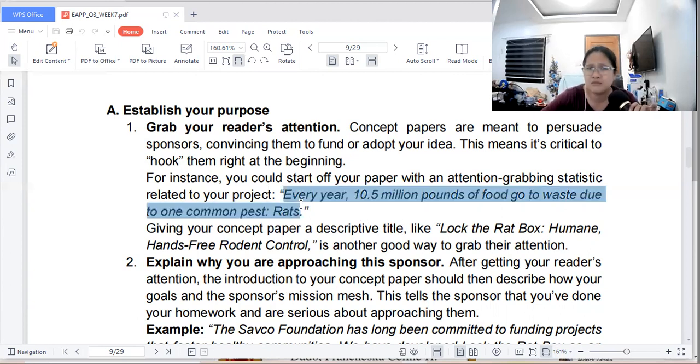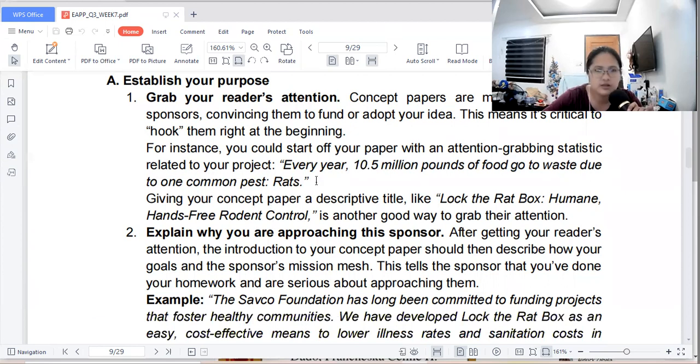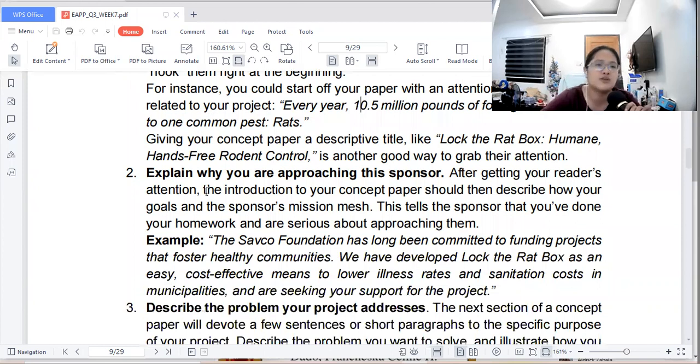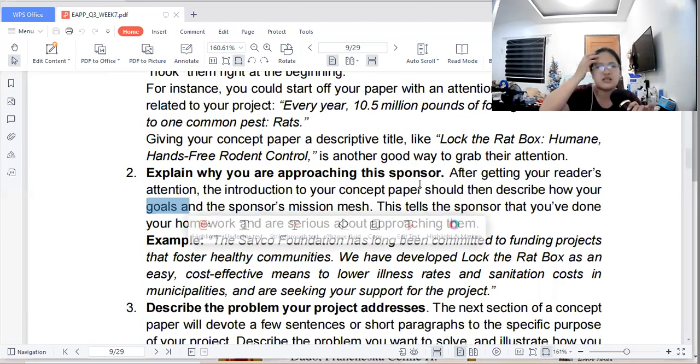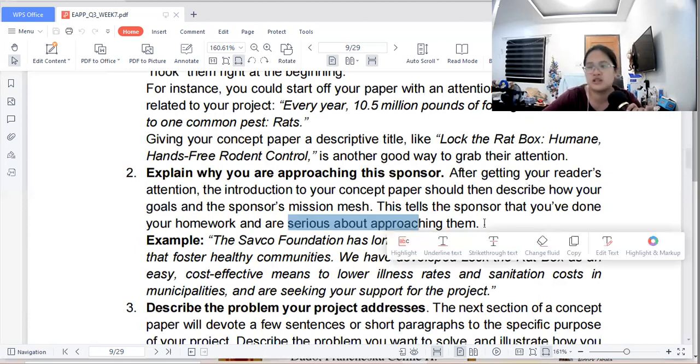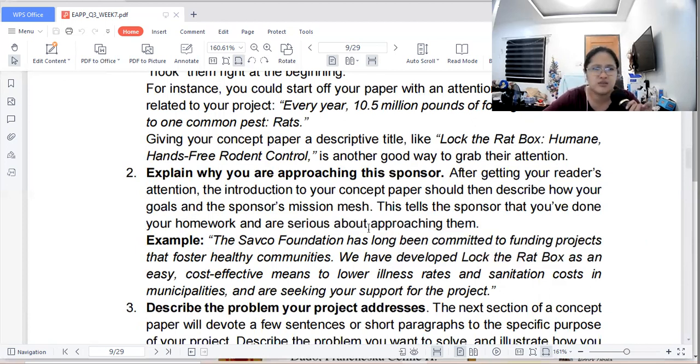Like, if mabasa mo to, ay, oo nga, bakit ganun kadami? You'll start thinking why. Okay? And then, ano yung humane and hands-free rodent control? Okay? Rodent control na program kung ano man yon. Okay? So explain why you are also approaching the sponsor. So you introduce the concept paper, then you describe kung paano yung goal mo at yung mission ng sponsor is magko-connect, okay? And how they could benefit, how this could benefit each other, okay? Then you tell your sponsors that you've done your homework and you are serious about approaching them. And of course, you have to indicate what's in it for them, okay?